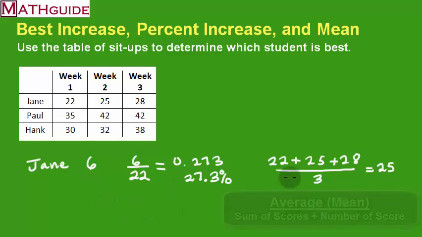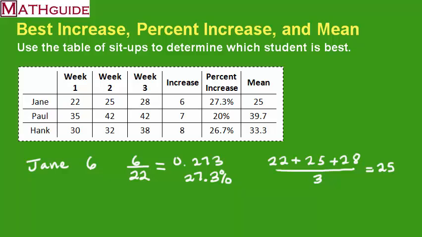Of course, we can't determine which student is best until we do this for all. Now, I'm not going to show all the calculations. I already have a table, so I'm going to place that table up here. Alright, so I've placed the table there so we can take a look at all the individual scores, and I've calculated the increase first. You can see Paul has increased by 7, Hank by 8, and then of course I did some calculations. I didn't want to show everything just for the sake of time.